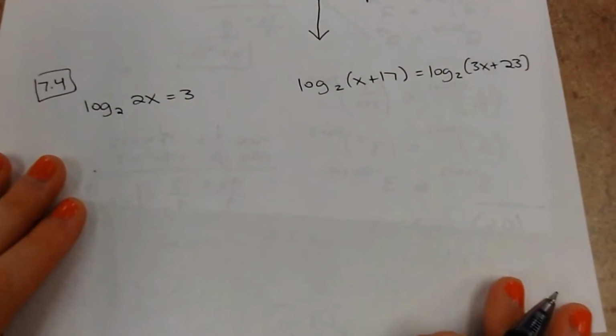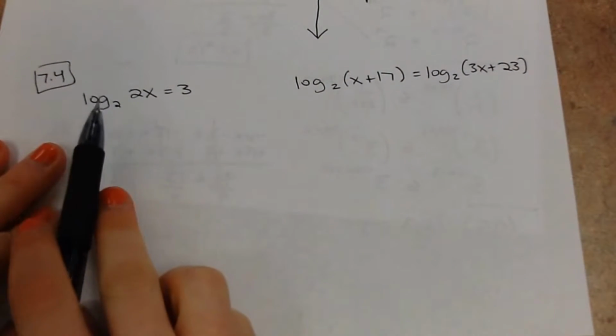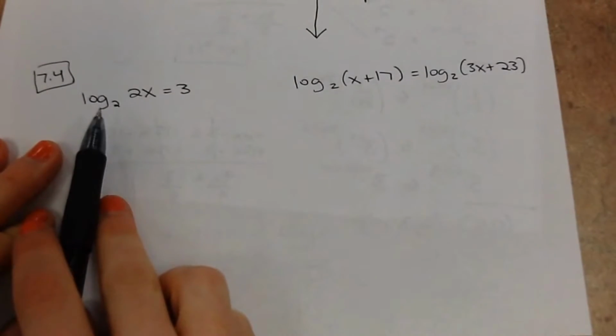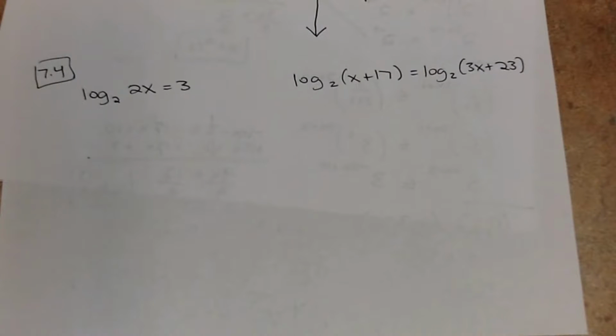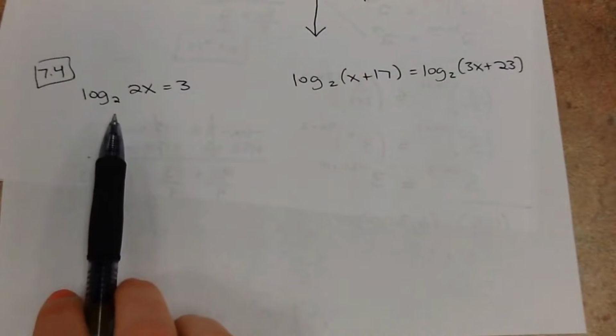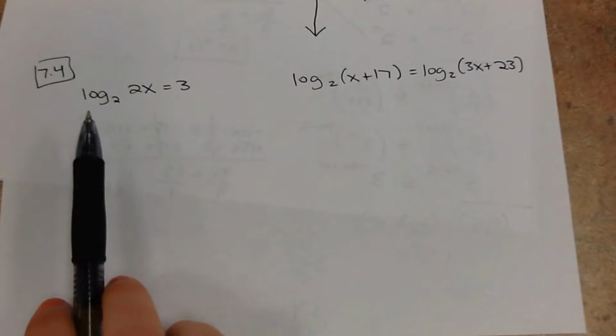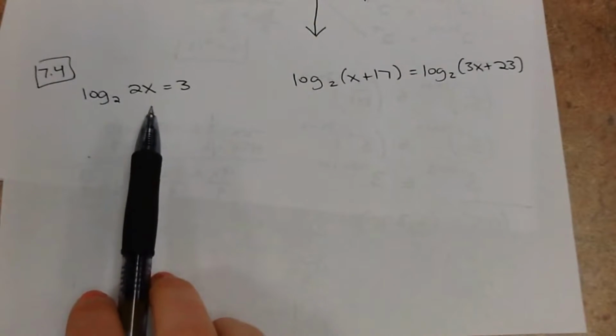Okay, so hopefully you'll notice the big difference. This one on the left only has a log expression on one side. This one on the right has a log expression on both sides. Either way, they're log equations. Starting with the one on the left, if you only have a log on one side, your technique is to turn it into exponential form.